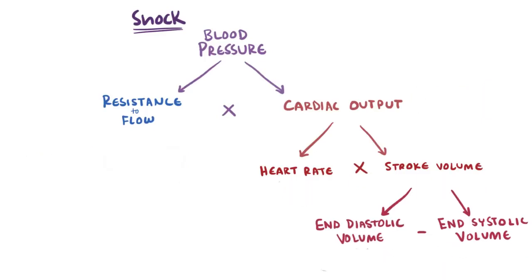Alright, now keeping all those in mind, shock can be caused by a whole bunch of different things, but we can categorize the different types of shock into three main categories, along with some subcategories here and there. The first category is called hypovolemic shock.